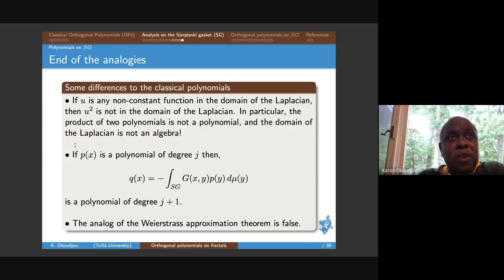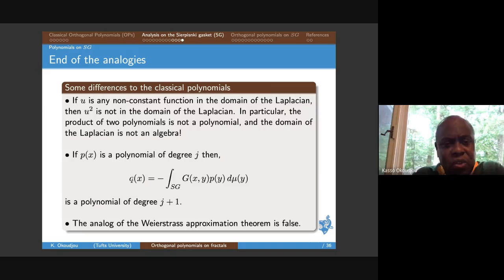So the way we're going to increase the degree of a polynomial in our case: we know how to decrease the degree of a polynomial, we just have to apply the Laplacian to it. So to increase the degree of a polynomial, we're going to apply the inverse of the Laplacian, which is a Green operator. If I have a polynomial P of degree j, then to get a polynomial of degree j plus 1, I'm just going to take the integral of the polynomial against the Green function, and that gives me a polynomial of degree j plus 1. So this is going to be the analog of multiplication for me. If I want to multiply, I'm going to keep applying the Green operator as many times as I like, in order to increase the degree of a polynomial to the degree that I want to achieve. So that's one main difference that I want you to keep in mind.